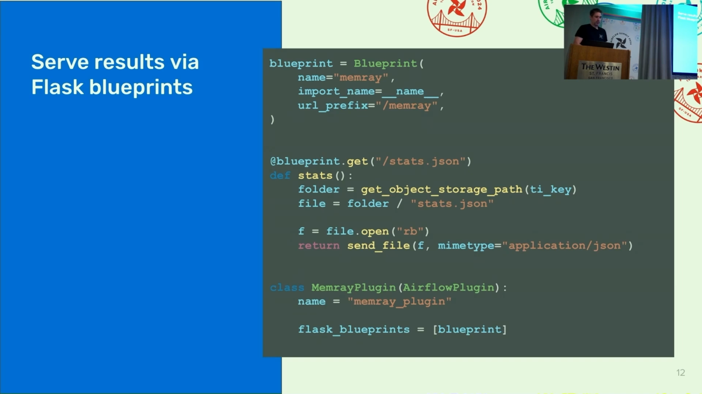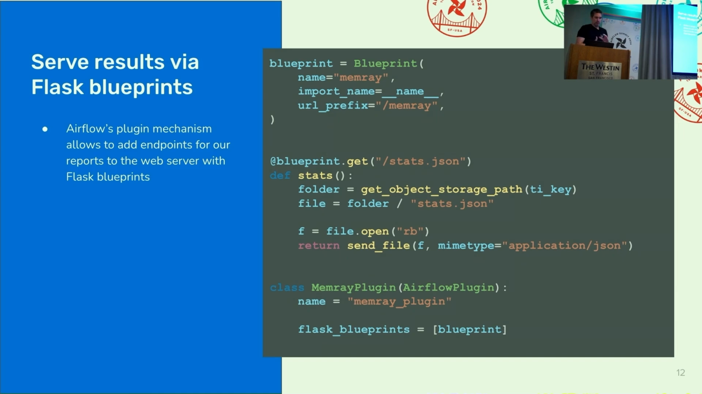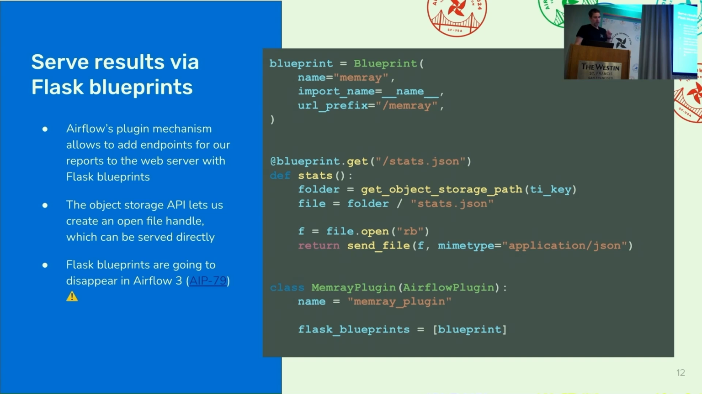And at last, we need to serve our reports. This is where Flask blueprints come into play. It's one of Airflow's oldest plugin mechanisms to add endpoints to the web server. And we can use, again, the object storage API to get a file handle and just send it as a file, served like a static file in Flask. This one has a warning because in Airflow 3, at some point, Flask is going away, which is a good thing in a way, but also for our current implementation, a bad thing. So surely there will be a way to do this in the future. We will see.